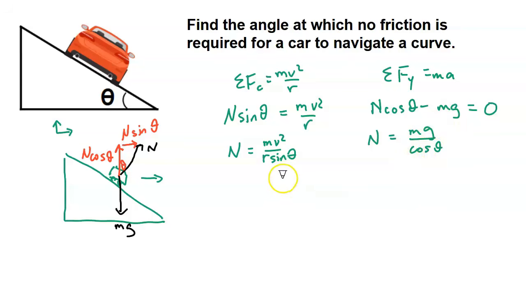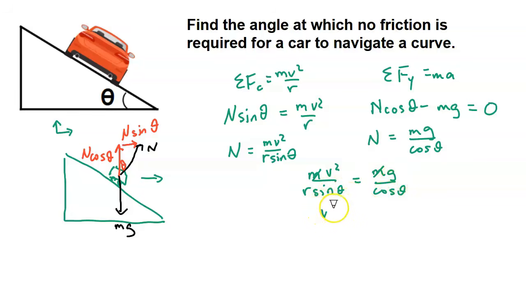Okay, I'm going to set these equal to each other because they're both equal to N. So mv squared divided by r sine theta is equal to mg over cosine theta. Okay, and then you'll notice that the m's cancel out, which is really nice. And then we're going to move the sine over and move the g over.